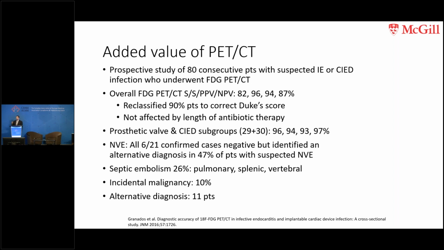Not only are we able to detect the infection in the valve itself, but also at the same time, using the whole body scan, look for septic embolism, which are quite frequent. Also diagnose incidental malignancy, often GI polyps, which could be the source of the infective endocarditis. Or if they don't have endocarditis, given that the FDG is the gold standard for fever of unknown origin, identify the alternative causes of the patient's bacteremia, fever, etc.